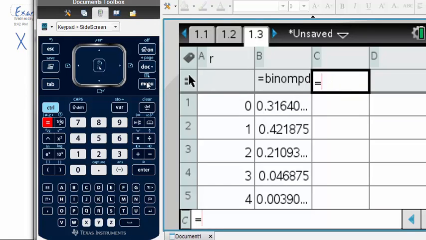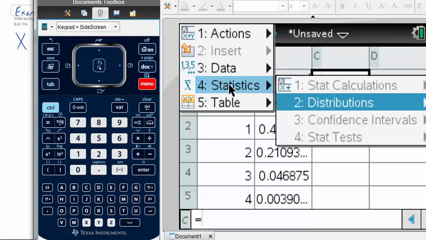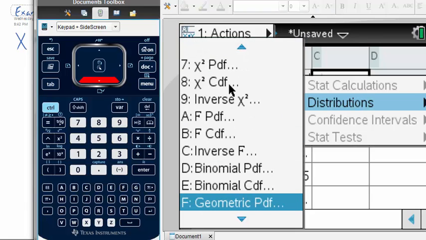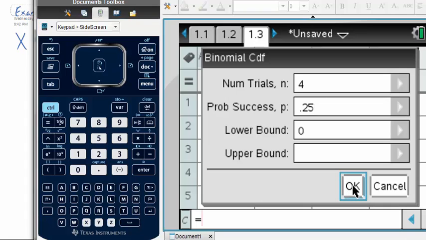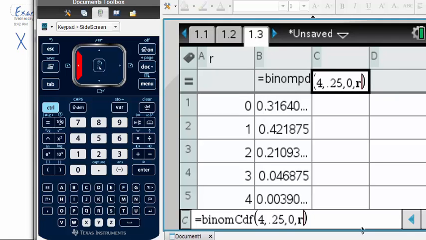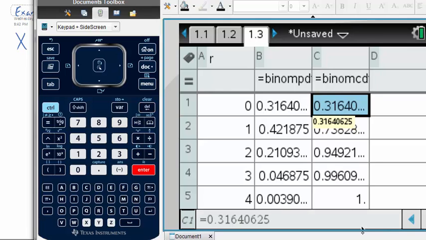I'm going to do a new formula in column C. Press equals, under statistics, distributions. We're going to grab the binomial CDF, and this time we do 4, probability of success 0.25 again, and that's all I'm going to put in. It's going to ask me to put something in there, but I'm not going to. I'm going to delete out the 0 to 4, and I'm going to press enter, and it populates that column now. Notice my end probability is 1.